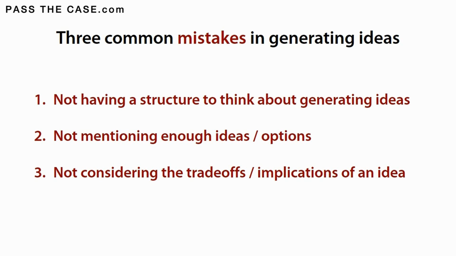The number one most common mistake candidates make is not using a structure to help them think about ideas and options. It's hard to think on your feet and generate multiple ideas when you don't give yourself a framework for doing so. The second most common mistake is stopping short at just a few ideas. You need to differentiate yourself by having more relevant ideas. And the last common mistake is not highlighting some important key trade-offs or implications if you mention an idea. You don't want to just throw out an idea without having any considerations or thoughts about it.